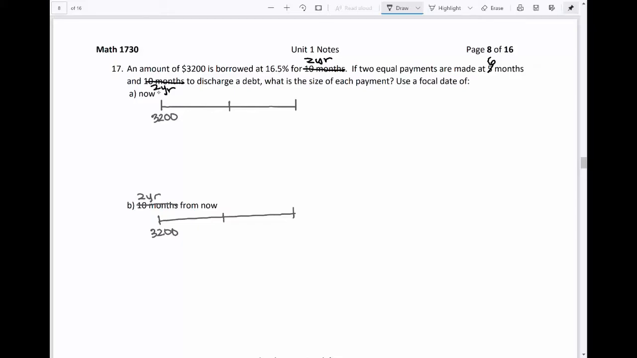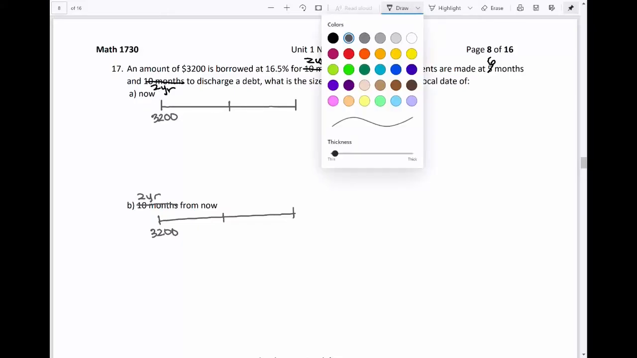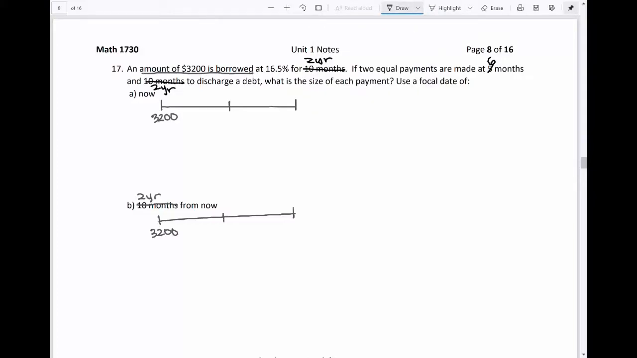First we're going to do the now. So again, I'm going to color code these just to help you understand what's going on. And we know it goes at the beginning because we have that keyword of is borrowed. So the amount is borrowed. That's how we know it's the now piece. And then we're told it's borrowed for 2 years. So we know that this is 2 years. We also know our interest rate is 16.5% or 0.165, which is a higher interest rate, but you never know with what's going on. So it could really be anything.